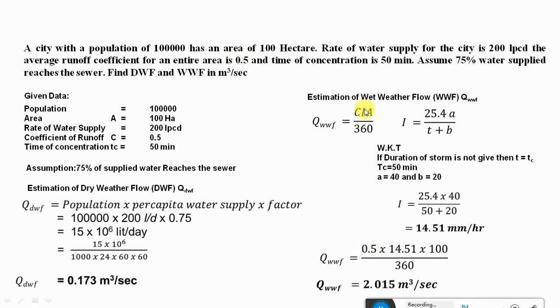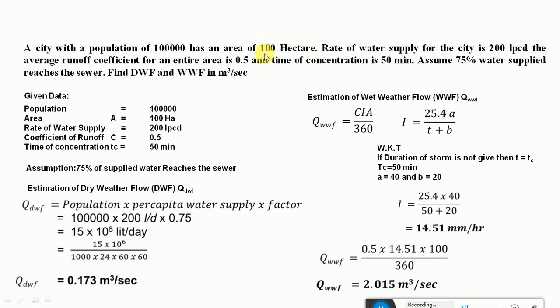So directly the intensity is not given here, that is why we are calculating based on the storm duration, that is I is equal to 25.4 A divided by T plus B. We have worked out and we have got the value as 14.51 mm per hour into A. A is the area of the drainage, remember, in terms of hectares. So here directly it is given in terms of hectares.